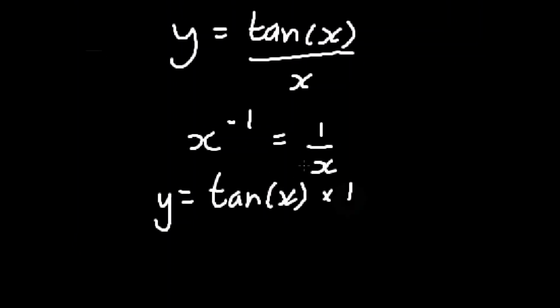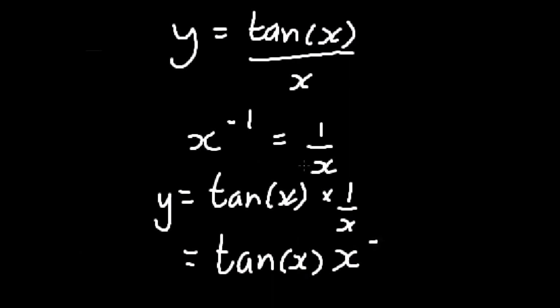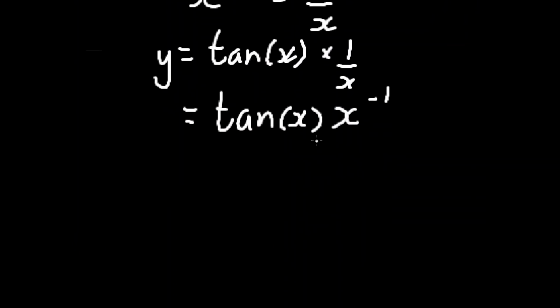Okay, and so I can rewrite this function out as saying it is tan x times by 1 divided by x, and hey, that looks kind of familiar. I can just say that is tan x and x to the -1. Okay, so now I can use my product rule. I'm not going to get confused with the negative signs. It's going to be a lot easier.